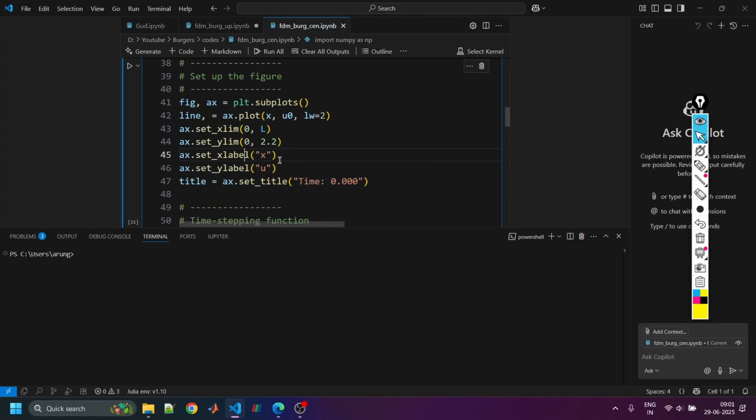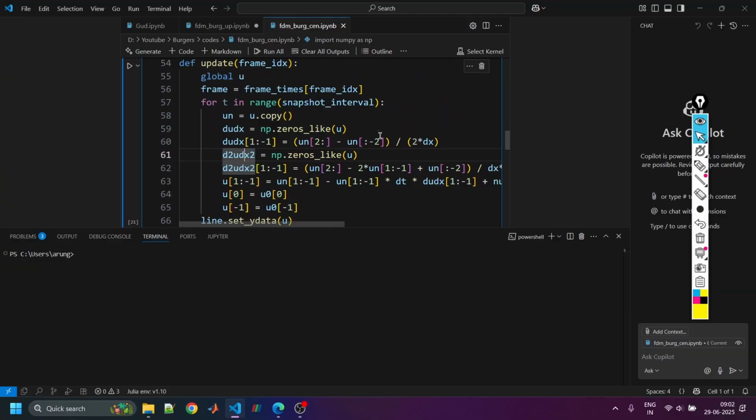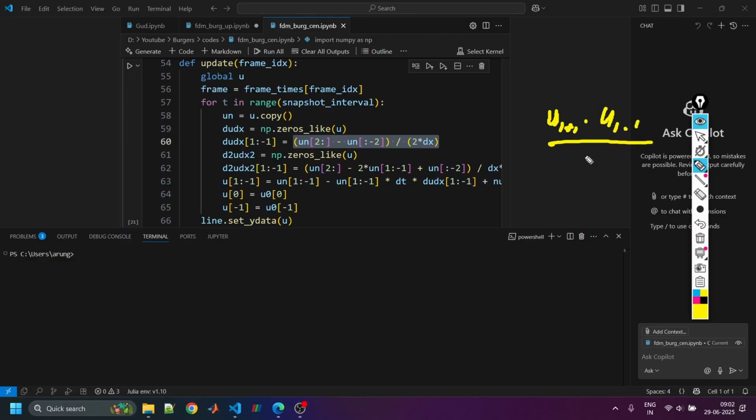So in central schemes, to calculate the derivative, we have used the central difference. So this ensures this is a central derivative. What it does is it will calculate u_{i+1} minus u_{i-1} divided by 2 delta x.